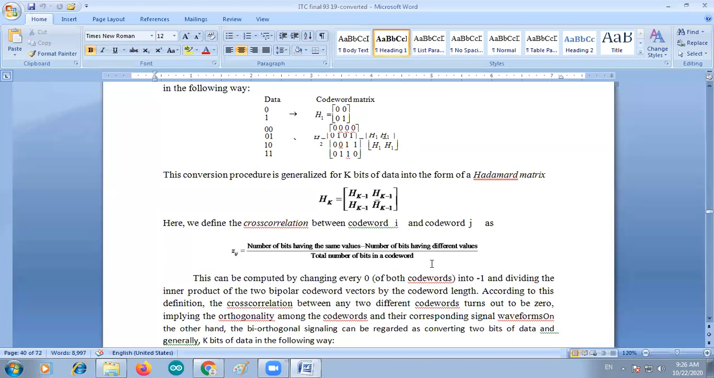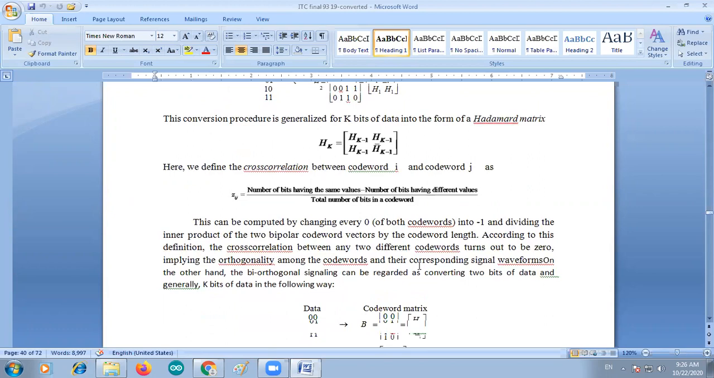What is the code word? Code word is nothing but the better waveform, the waveform code. That is, the number of bits having the same value minus the number of bits having different values, divided by the total number of bits. That is the correlation. This can be computed by changing every zero of both code words into one, and dividing the inner product of the two bipolar code word vectors by the code word length. According to the definition, the cross correlation between any two different code words turns out to be zero.